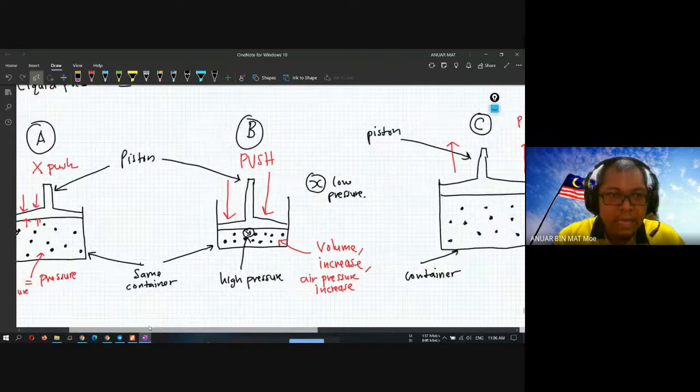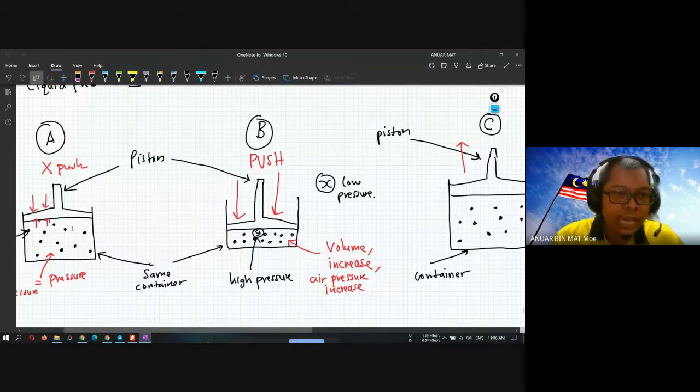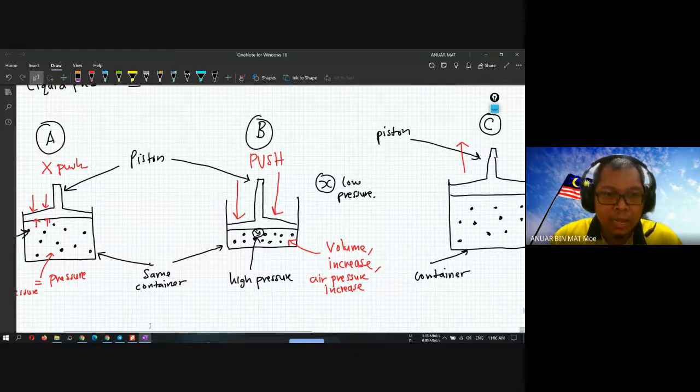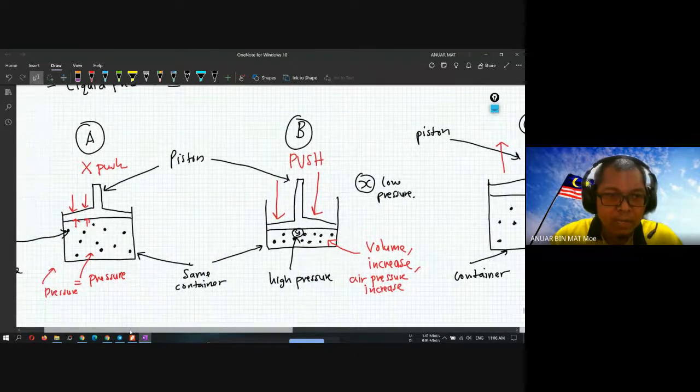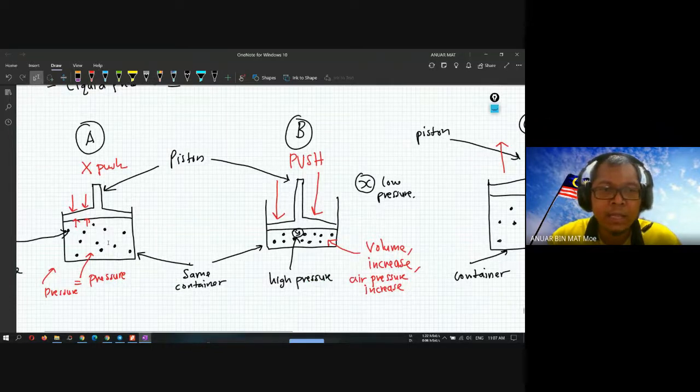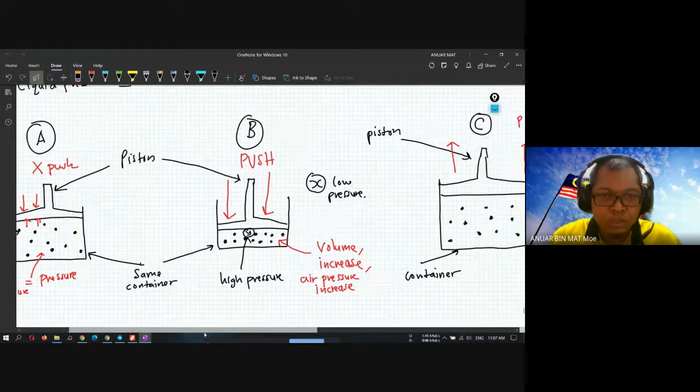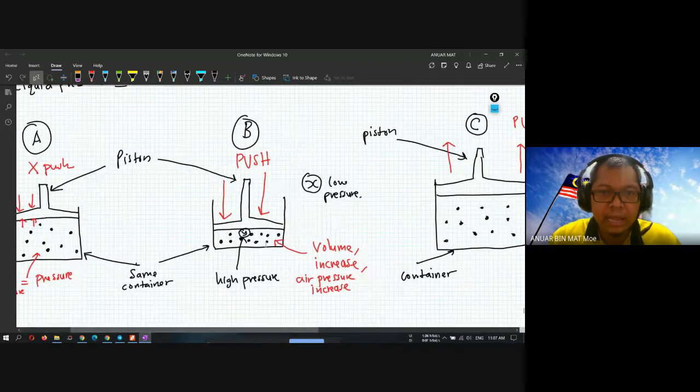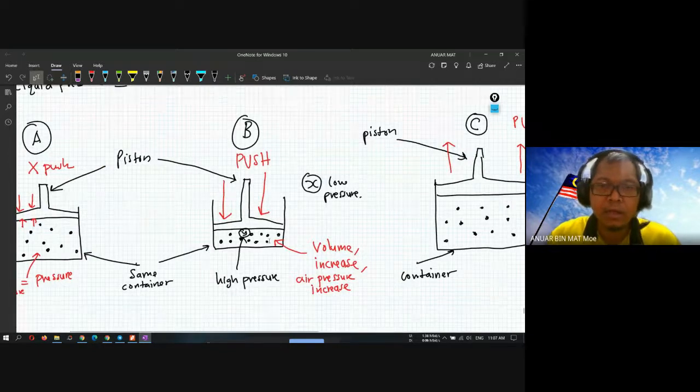Okay, in A, I did not push and did not pull. On diagram A, I did not pull the piston. I did not push the piston. So the air inside and air outside is equal. Okay, so in B, I push the piston, and then the air particles inside the container, the volume will increase, and at the same time, the air pressure also increases.